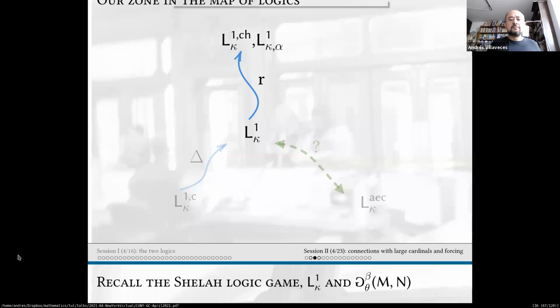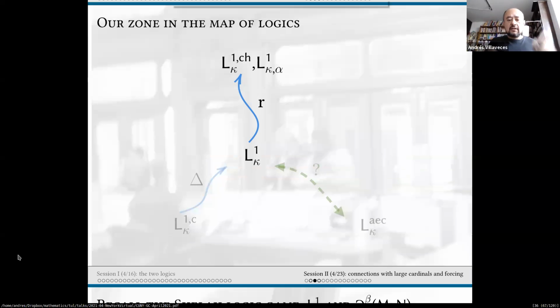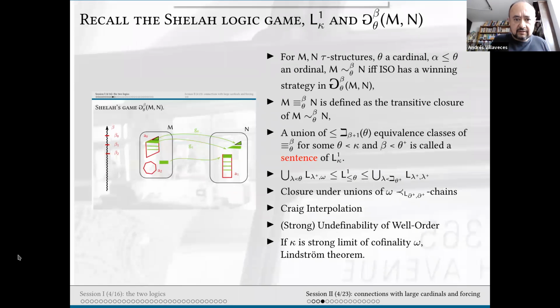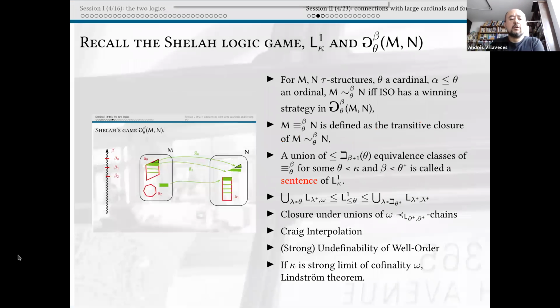Okay. So remember, we are in this area in the map of logics, where L_{ωκ} is at the center, and we had this approximation that we saw last time. So recall the Shelah logic game. Maybe it is good to know that the red moves are the challenger moves, or the bad moves, or the anti-isomorphism moves, and the green ones are the isomorphism moves.